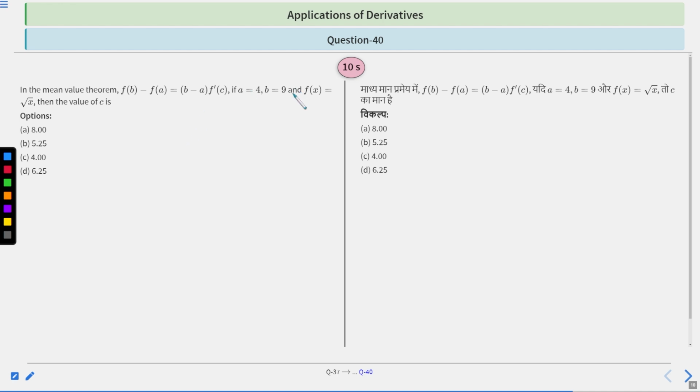Also, f(a) is not equal to f(b). So we cannot apply Rolle's theorem. We have to apply mean value theorem. So we know that for the mean value theorem, if the two conditions that I have told you are satisfied, then there exists at least one c such that f dash c is equal to f(b) minus f(a) upon b minus a. So the conditions are satisfied, we can apply mean value theorem. You have 10 seconds to solve this question. After 10 seconds, we will discuss the solution.